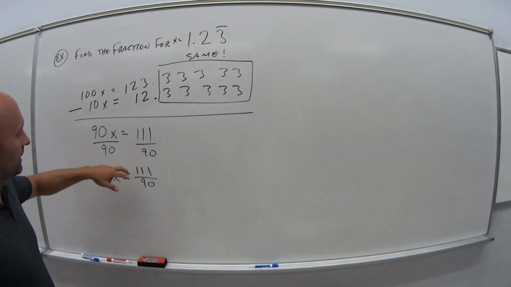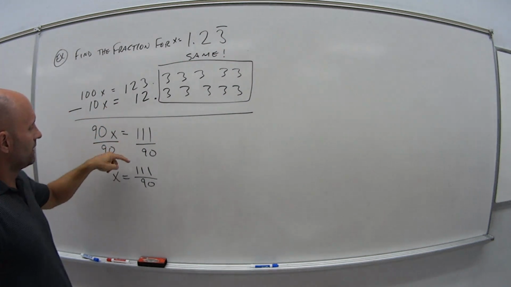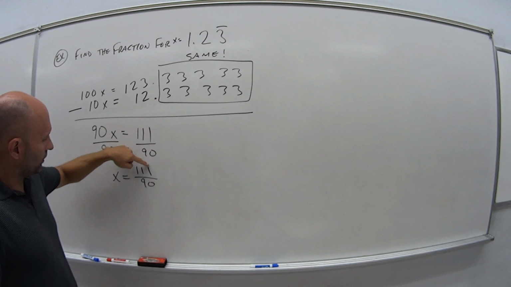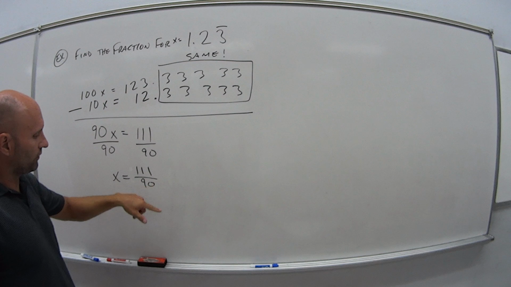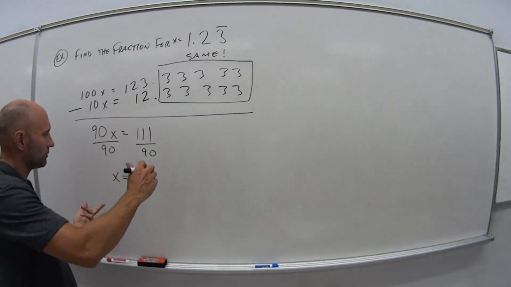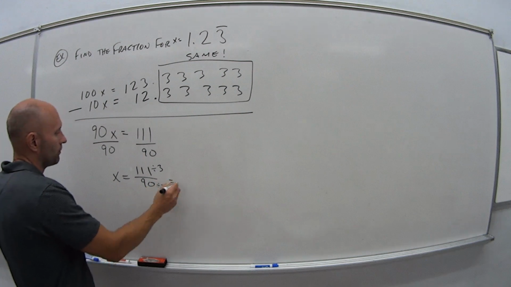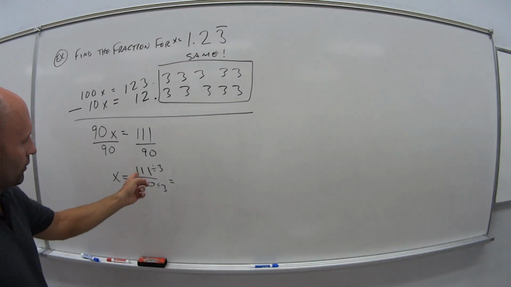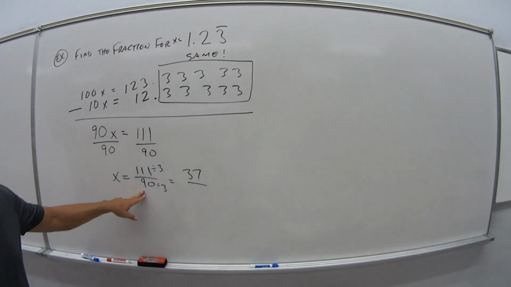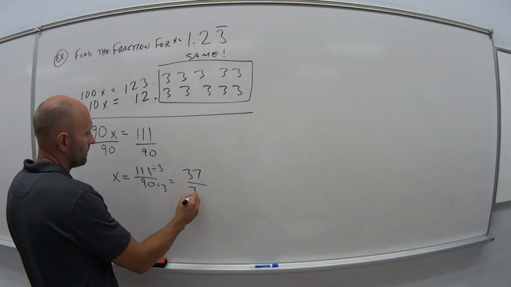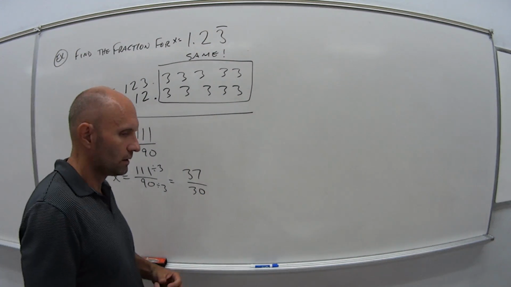Simplify this if we can. I don't know if you guys know the division tricks. If I add up the numbers, 1 plus 1 plus 1 is 3. Since 3 is divisible by 3, and 9 plus 0 is 9, which is divisible by 3, I know that I can divide the top and the bottom by 3. And when I do that, 111 divided by 3 is 37, and 90 divided by 3 is 30. And then that's it. That's as far as I can simplify it.